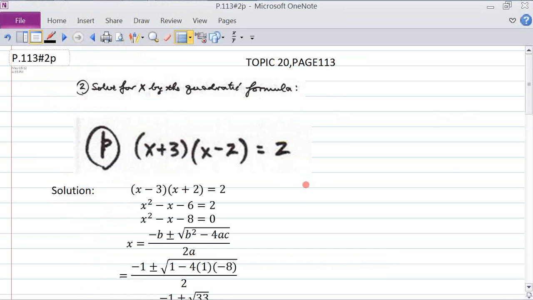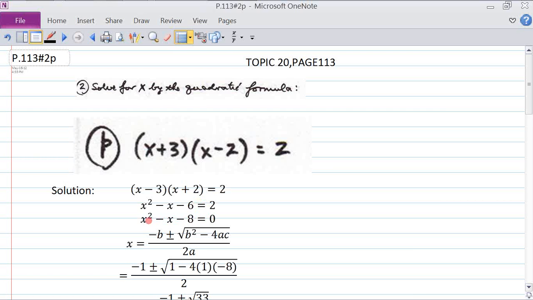Okay, so here we have x plus 3, x minus 2, and we're going to solve for x. So we're just going to multiply the first times the first, which gives me x squared. The inner is minus 3x, and the outer is plus 2x, so that sums to minus x. And minus 3 times plus 2 is minus 6. Now I'm going to transpose the 2 from the right side to the left to make it minus 2, and here I have the formula.